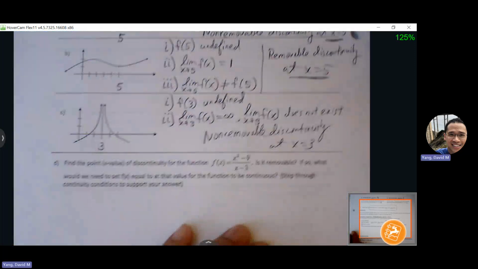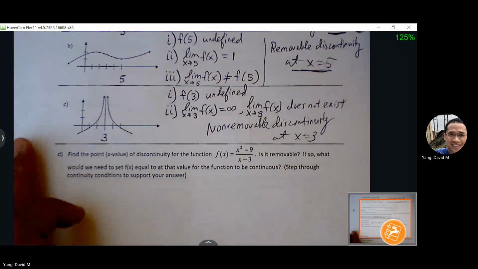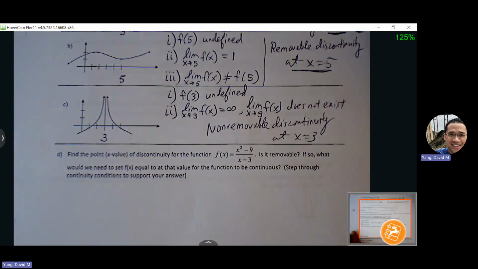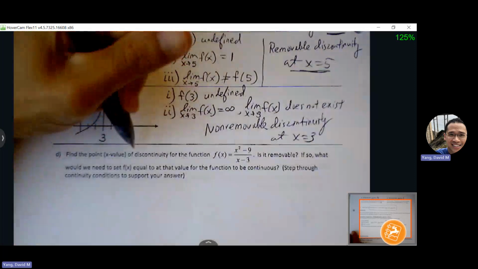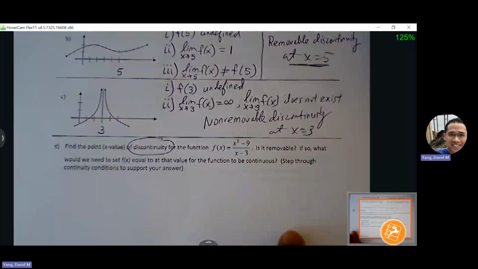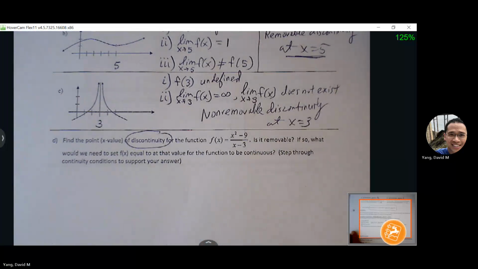Okay, part D. It says find the point of discontinuity for the function f of x equals x squared minus 9 over x minus 3. Is it removable? If so, what will we need to do to allow this function to be continuous? Where do we find discontinuity if we are looking at a rational function? Where do we look if we're looking to see where a graph is maybe a hole or an asymptote?